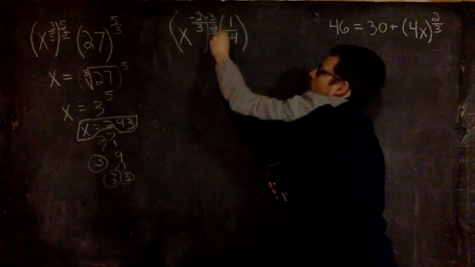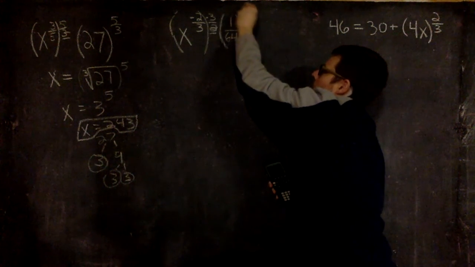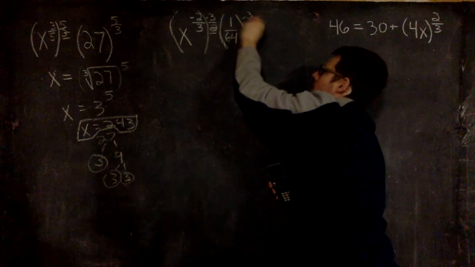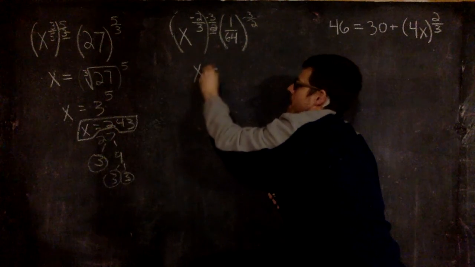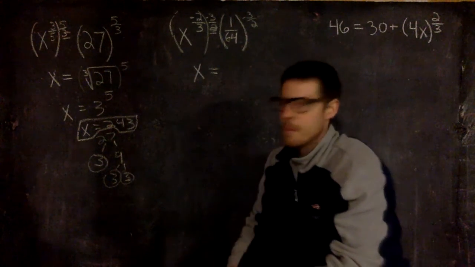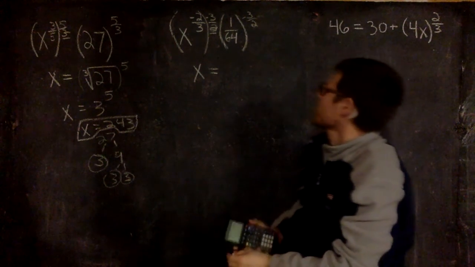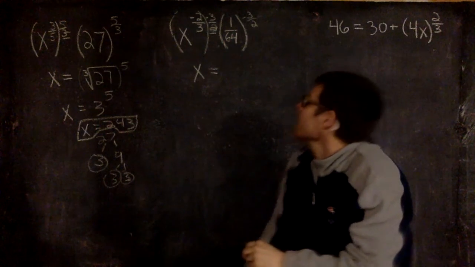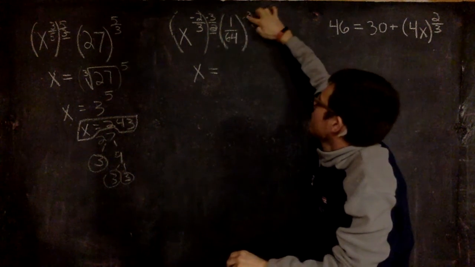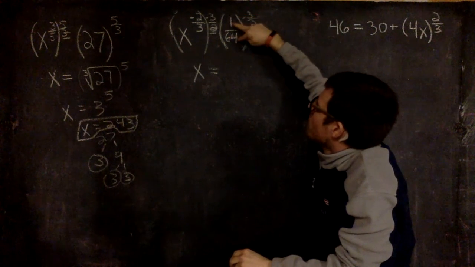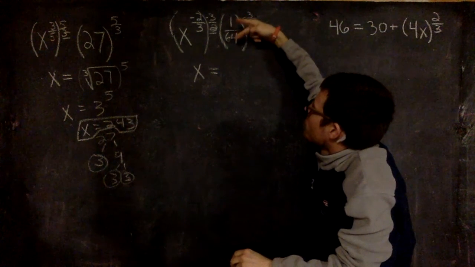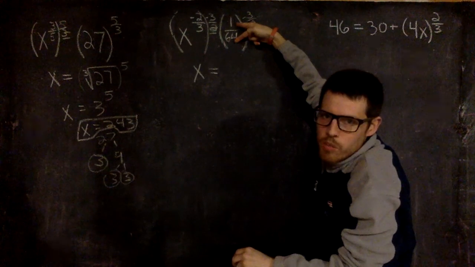But that means raising this to a negative power as well. So my left side is x, which is what I wanted. But my right side is a little harder to make sense of. That negative exponent is telling me that I really want to flip this. 1 over 64 should really be 64 over 1.